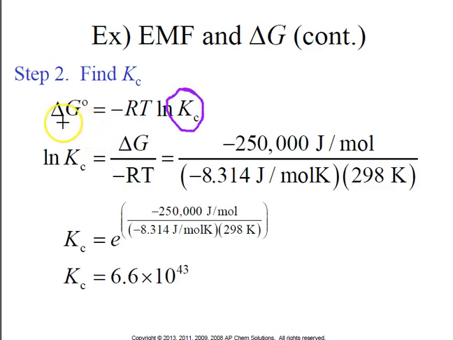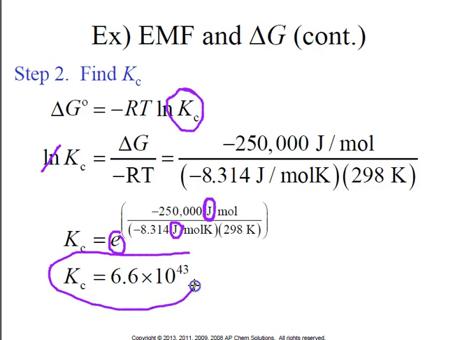So we rearrange this to delta G over negative RT, and then we do E raised to all of that to cancel the ln. So E raised to the negative G, look at this, joules. We have to use joules in these equations. R is our energy constant because it has those joules in it, and our temperature in Kelvin. And look at this K value, to the 43rd power. Huge. This is a very, very favorable reaction. In fact, it's going to be almost totally products by the time we're done.